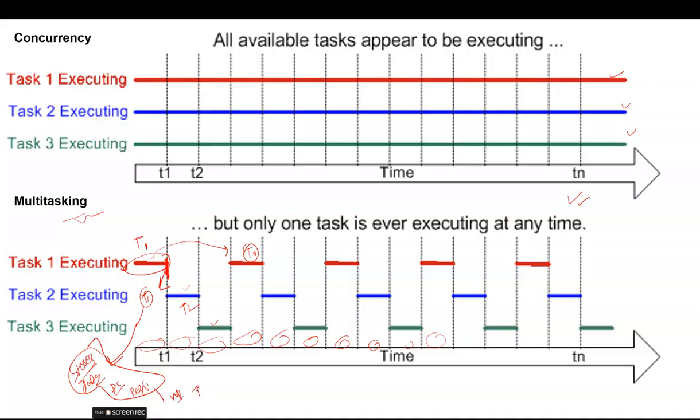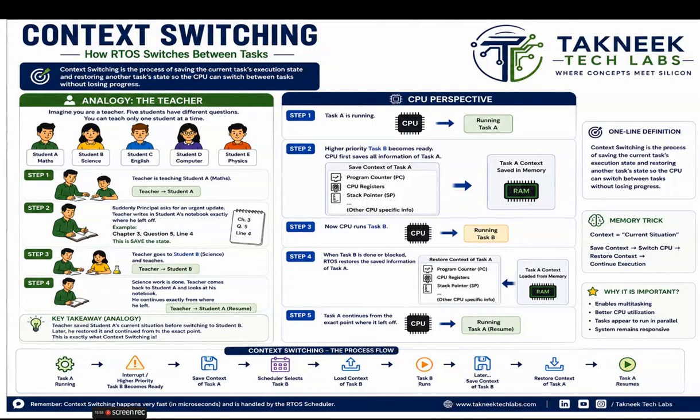We'll get into more details about it. And then when again it gets the CPU, it resumes all those things from where it left off, right? So this is called context switching. This is one very good example.